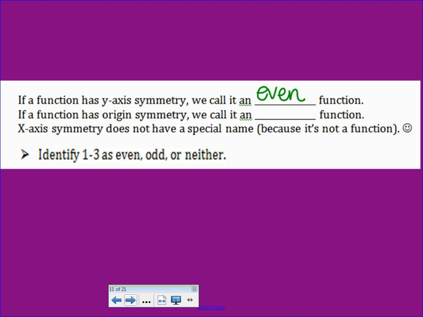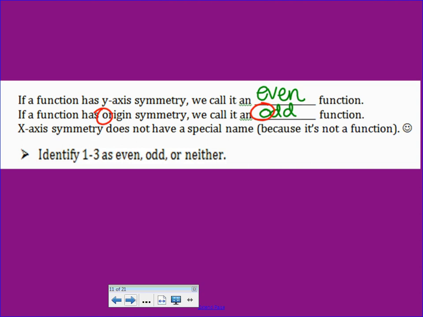Origin symmetry is called odd. Can anyone think of a clever way for us to remember that? Origin is odd. Why is that obvious? Because origin's the weird one. They both start with O. Origin's the weird one. Origin, odd, and it's odd looking maybe. It's just the weird one that you have to rotate. That's a good idea too.